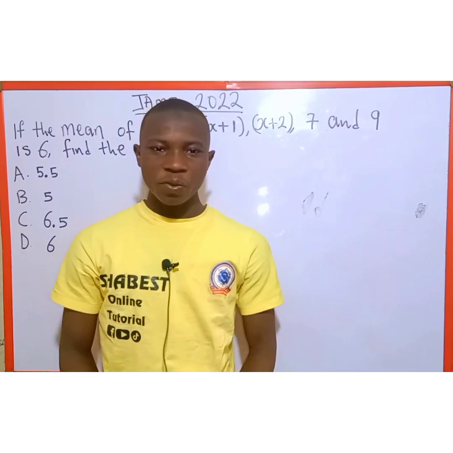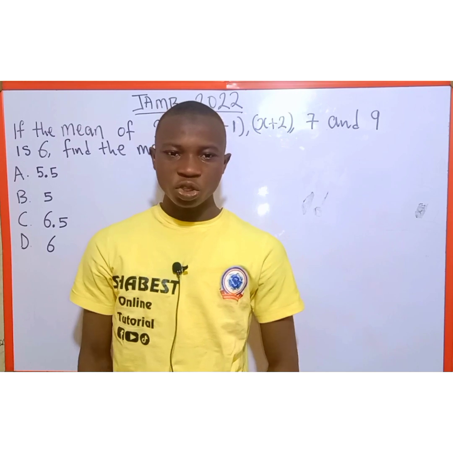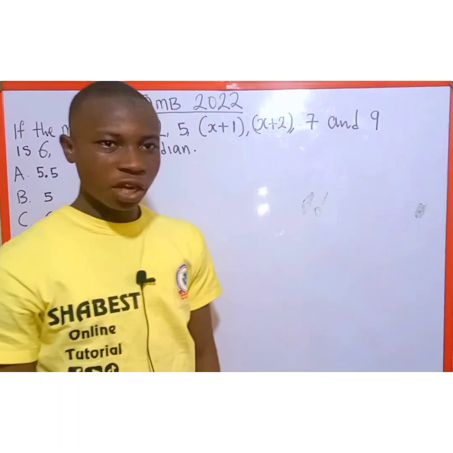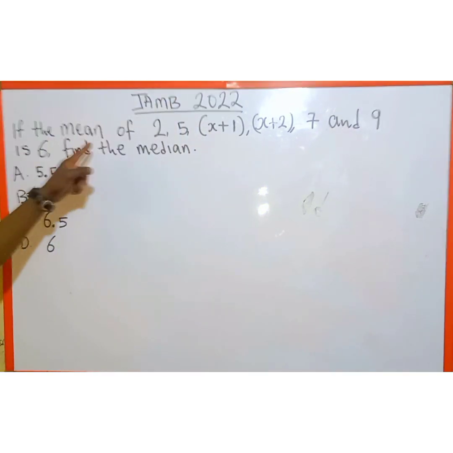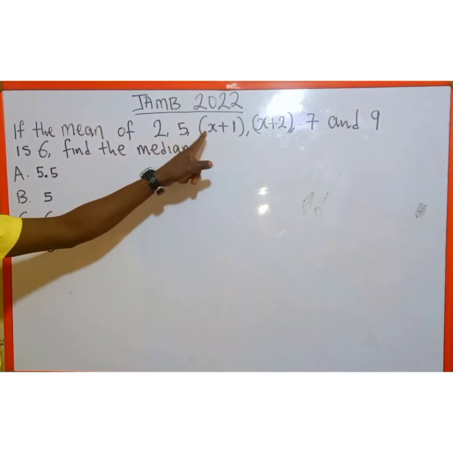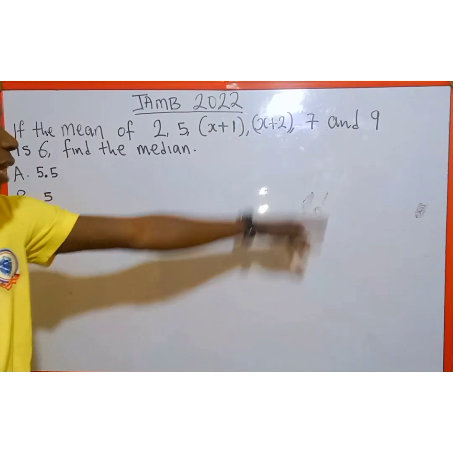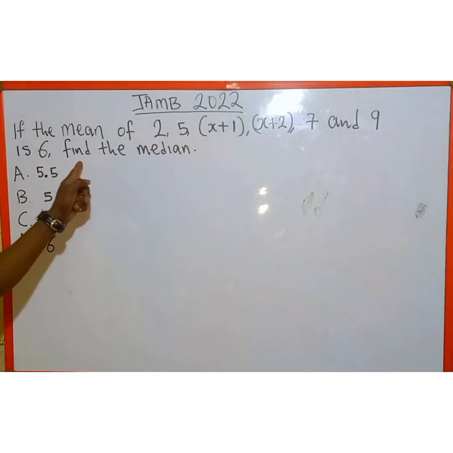In today's tutorial, we are going to learn how to provide a solution to this JAMB 2022 past question on the board. The question reads: if the mean of 2, 5, x plus 1, x plus 2, 7 and 9 is 6, find the median. So this is JAMB 2022 mathematics past question, and here are the available options, A to D.